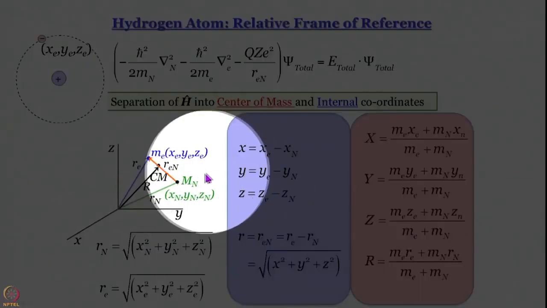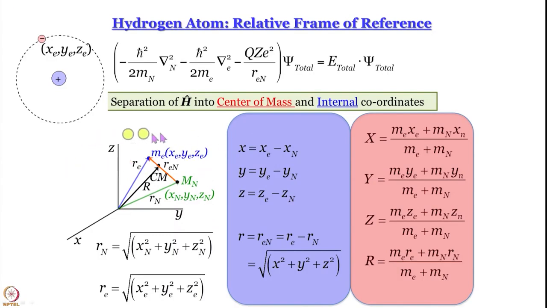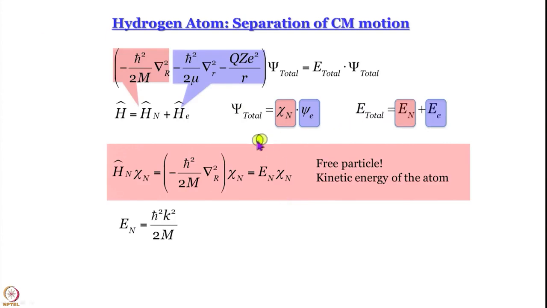So to recapitulate, this is what we have done so far. We have said that the Schrodinger equation for hydrogen atom is written in a relative frame of reference. So we start with this central force problem. You can write the Hamiltonian in terms of nucleus and electron, and then by making these substitutions, x equal to xe minus xn, y equal to ye minus yn, and so on, and capital X equal to mass weighted coordinates, we can separate the equation into two, one for the motion of the center of mass and one for the motion of electron with respect to the nucleus. And as we had said, when we do that, this is what we get.